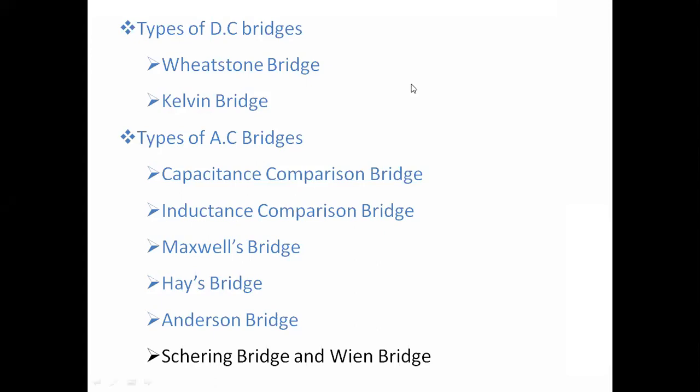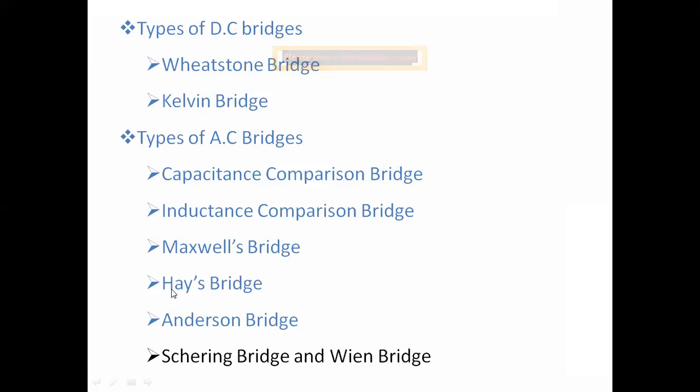The first one is the capacitance comparison bridge. By comparison with a known capacitance, we can measure the impedance of the capacitor. Similarly, the inductance will be measured by comparing it with a known inductance value. The Maxwell bridge is also used for measurement of unknown inductance value.